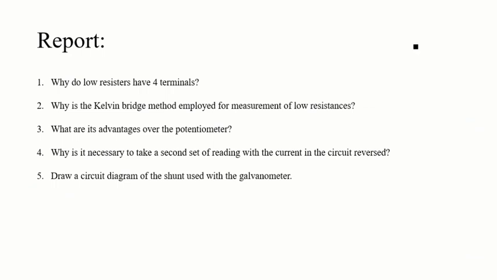Here you will have to prepare a report that must accompany the following questions. One is, why do low resistors have 4 terminals? The second is, why is the Kelvin's bridge method employed for measurement of low resistances? What are its advantages over the potentiometer type? Why is it necessary to take a second set of readings with the current in the circuit reversed? And finally, you'll have to draw a circuit diagram of the shunt used with the galvanometer.